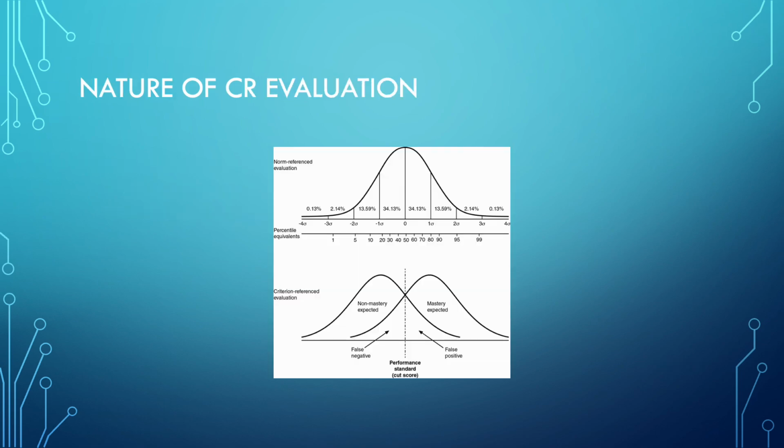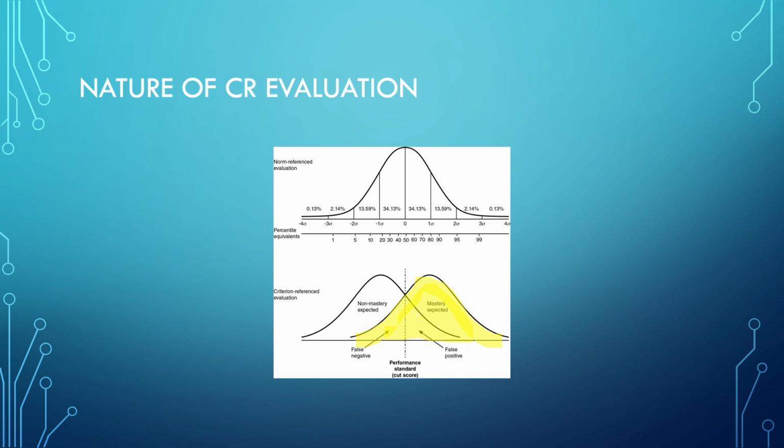This is figure 7.1 in your book. Previously, I had showed you the top half of this image, the norm referenced evaluation. Now we're focusing on the criterion referenced evaluation, or the bottom half. As you can see here, there's two different curves being plotted on the same graph. The curve on the left is our non-mastery expected curve, and the curve on our right is the mastery expected curve. So if we look here, the yellow highlighted part is everything under the curve of our mastery expected participants.